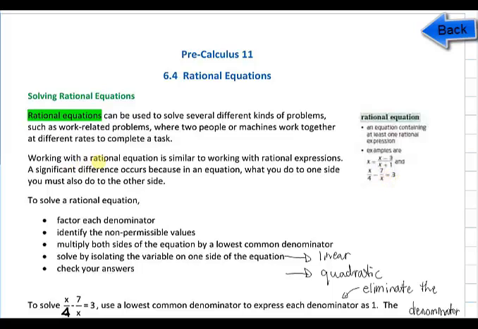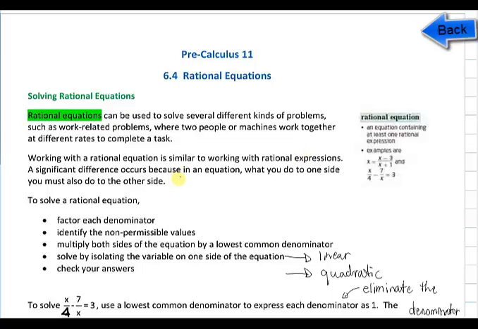So working with a rational equation is similar to working with rational expressions. A significant difference occurs because in an equation, what you do to one side, you must also do to the other. So I'm just going to remind you of the difference between solving a rational equation and simplifying a rational expression by using fractions, okay?